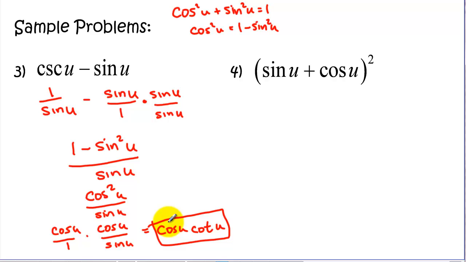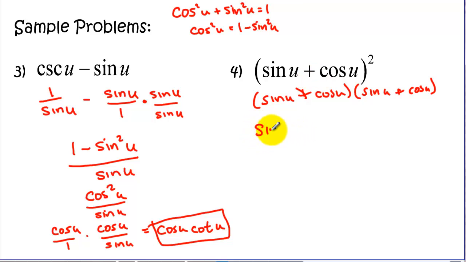Okay, here we've got one here. We're going to FOIL this out. So we're going to multiply sine of u plus cosine of u times itself. So we can't just take this and say it's sine squared plus cosine squared, which would equal 1. We have to FOIL this out.